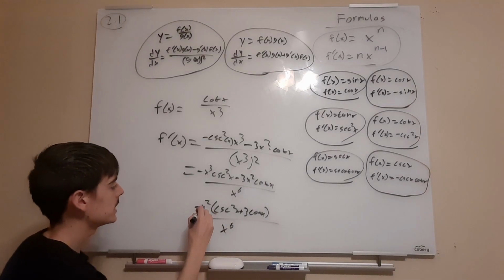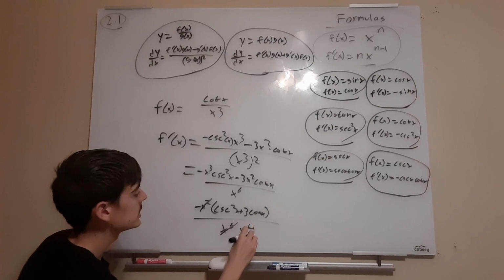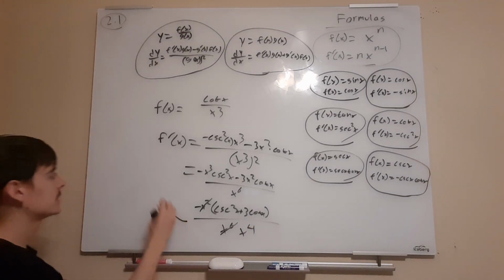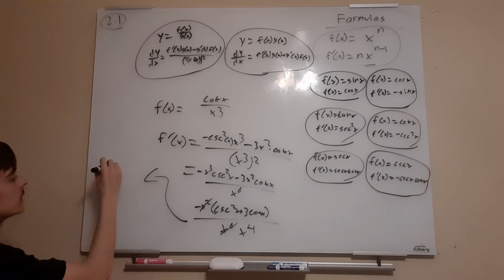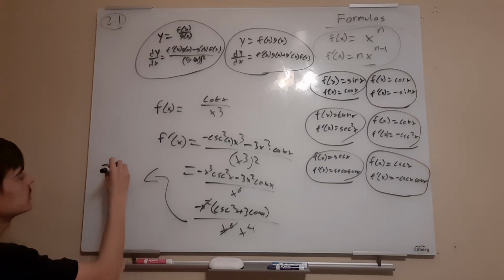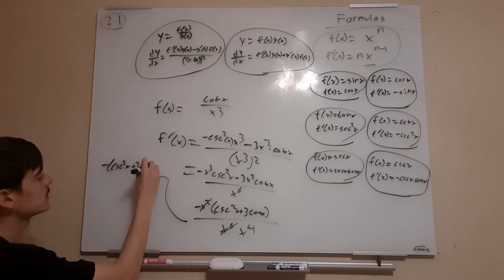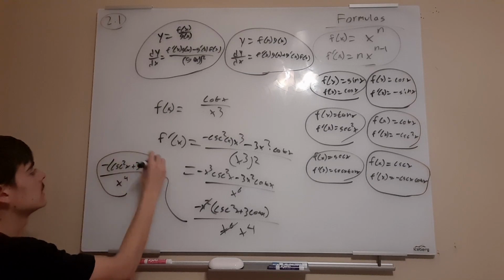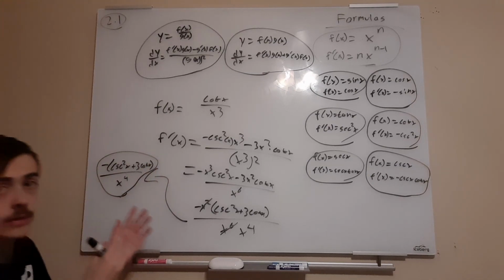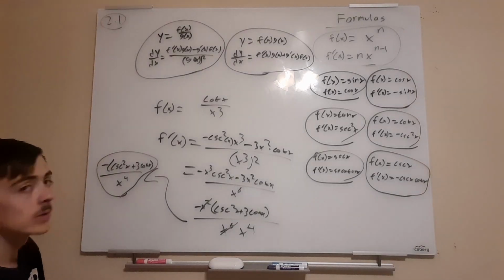And so now this x squared can cancel with this x to the 6th. That x to the 6th turns into an x to the 4th in the bottom. So let's just bring the answer up here because we're out of room. Our final answer would be negative x squared times cosecant squared x plus 3 cotangent x, all over x to the 4th. So with the quotient rule, you get really ugly answers, but it works out and helps you take the derivative.